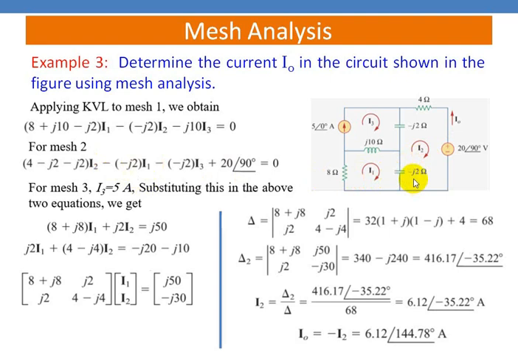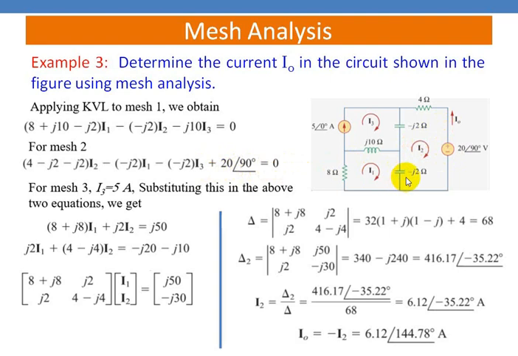Then coming to the element which is common between second mesh and third mesh, it is minus J2. Therefore you have to write here minus of minus J2 into I3. This minus is because the two currents I2 and I3 are in opposite direction. Then here we have a voltage source in this mesh, and this mesh current is flowing into the positive terminal, so you have to write plus 2 at an angle 90 degree. This is equated to 0.